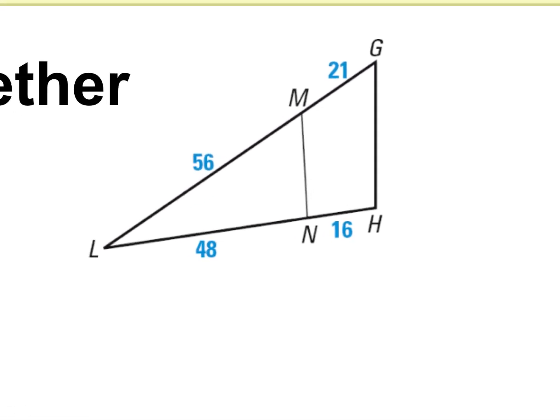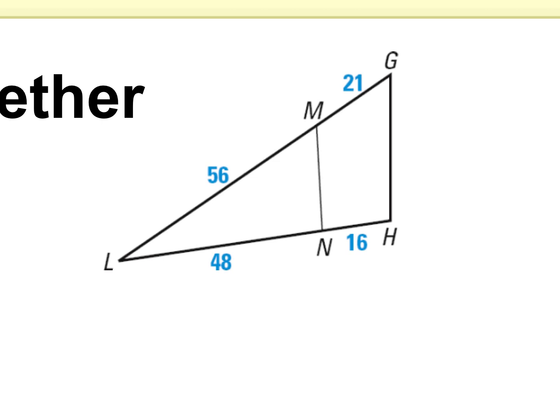Let's look at this one. What do you notice about this diagram right here? We have everything, right? We're not looking for a missing side. Since we're not looking for a missing side, do we have to set up a proportion? You only use proportions when you're trying to find a missing side. No. It wants us to see if these two lines are parallel.